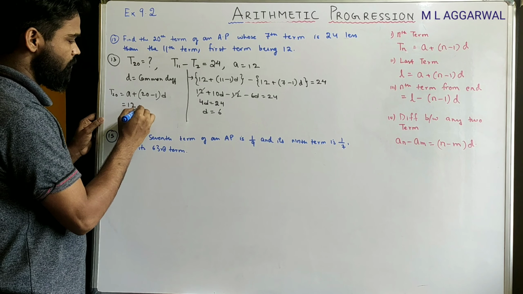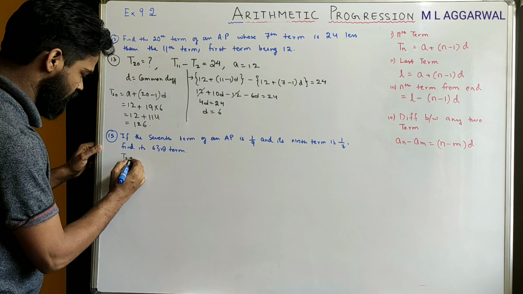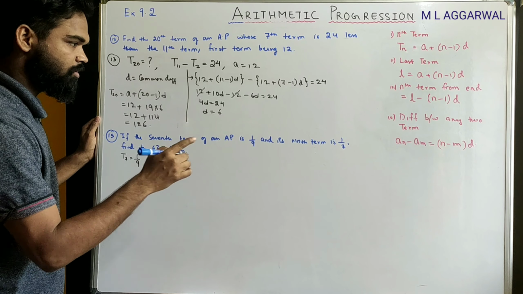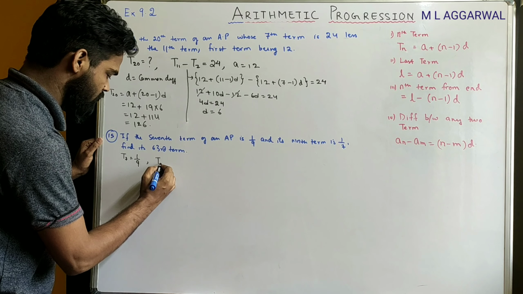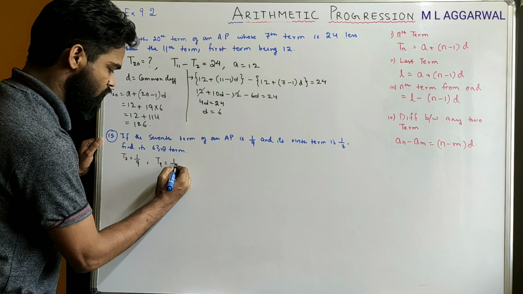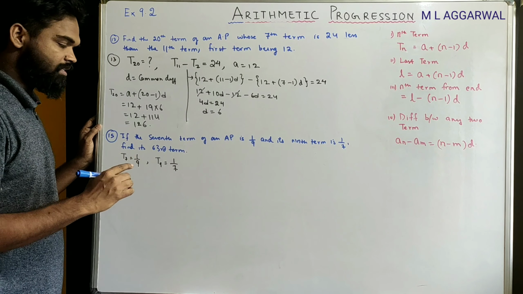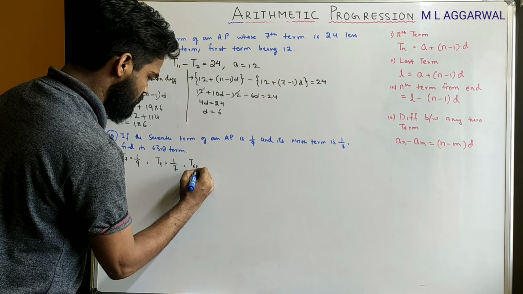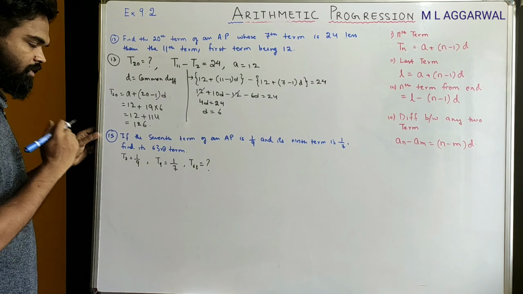Now look at sum number 15. If the 7th term of an AP is 1 by 9, so T7 is given as 1 by 9, and its 9th term is 1 by 7, so T9 is given as 1 by 7. Find its 63rd term, which means they are asking for this. Now T7 is given.